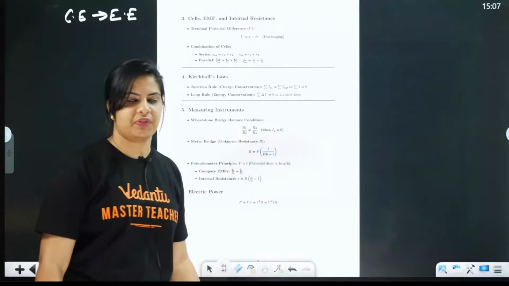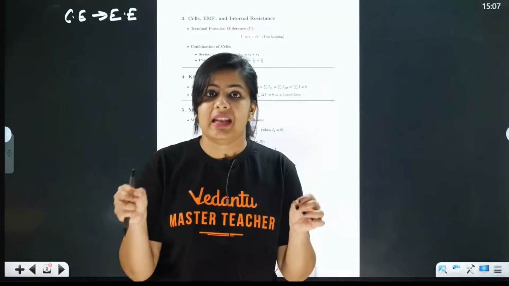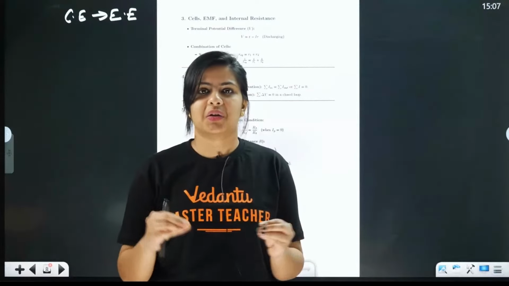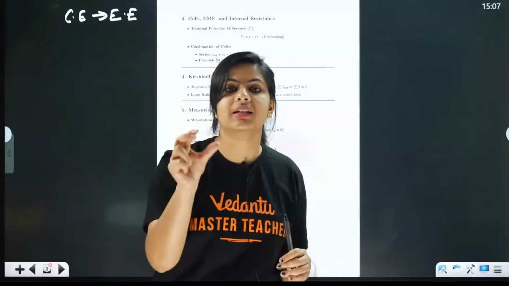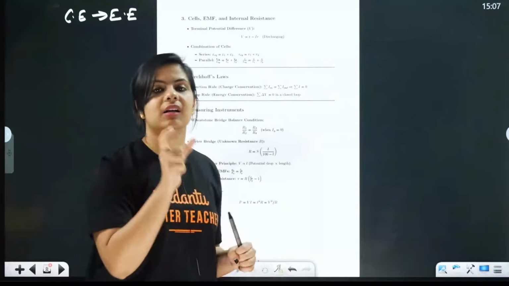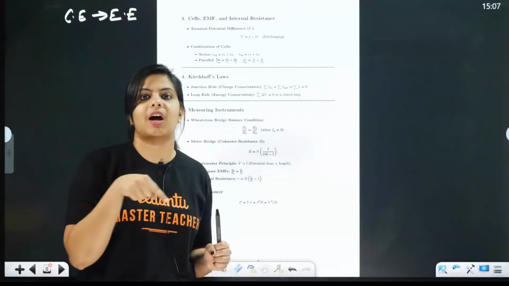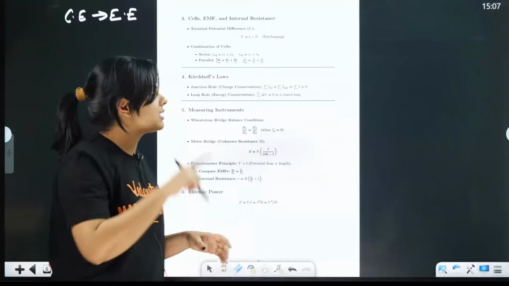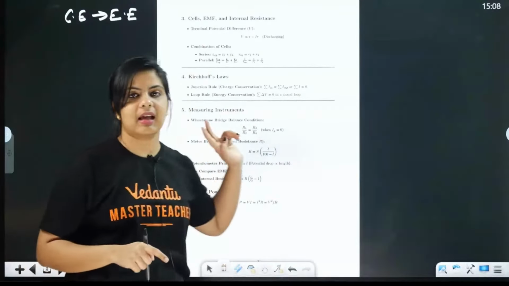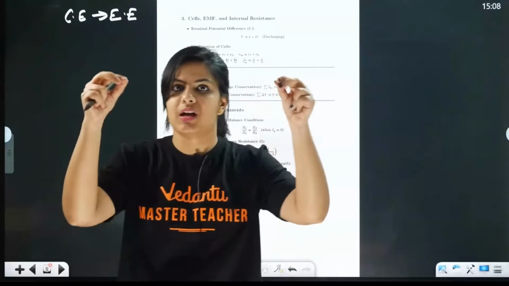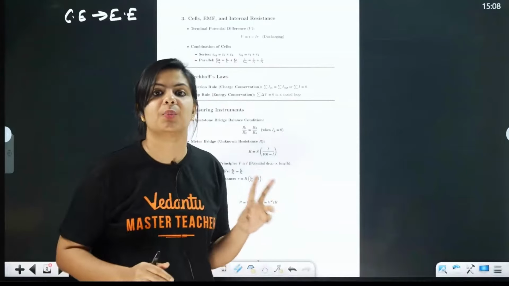And next, the EMF is very simple. It is the potential when the circuit is open. In an open circuit there is no current flow, and the potential at that time is the EMF. Now, if it is a closed circuit, the current will start to flow. When the current is flowing through the circuit, the potential across the cell, or the potential drop, is nothing but the terminal voltage.